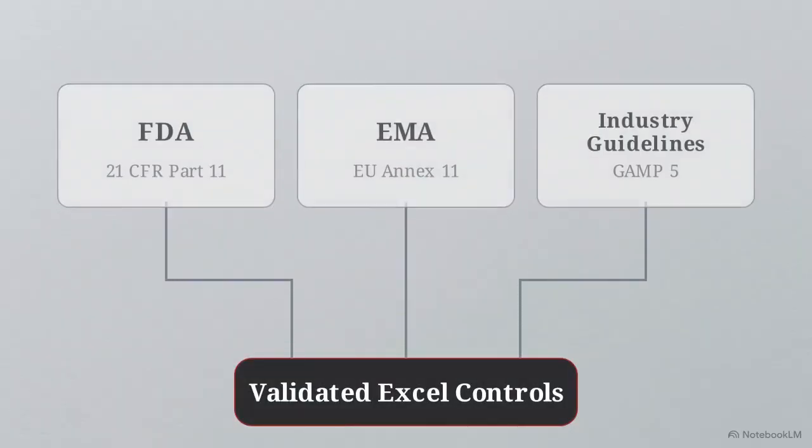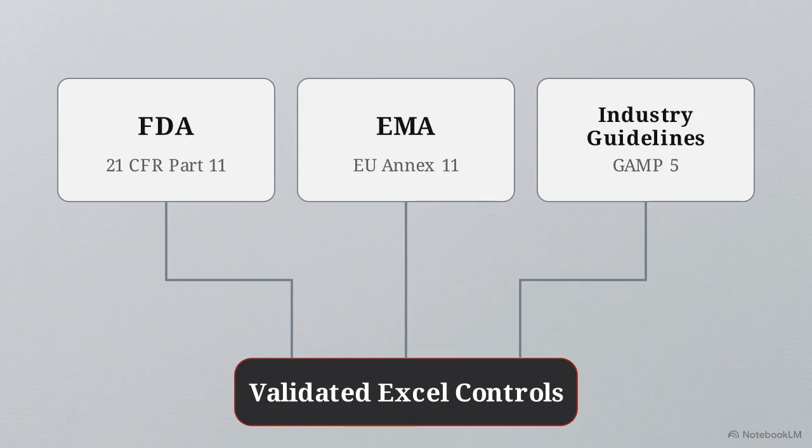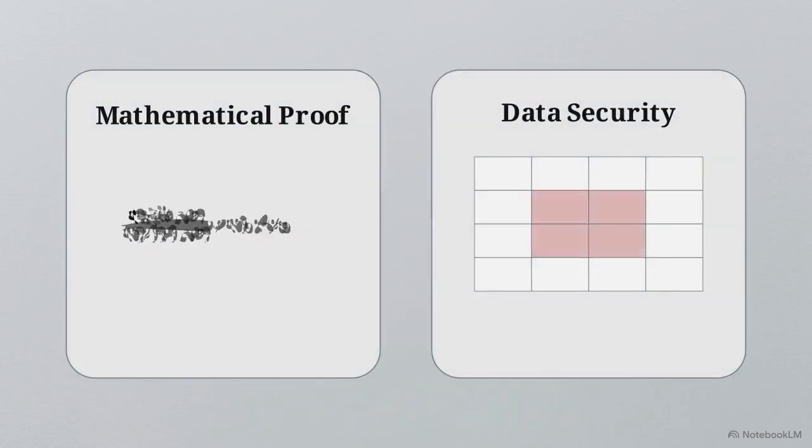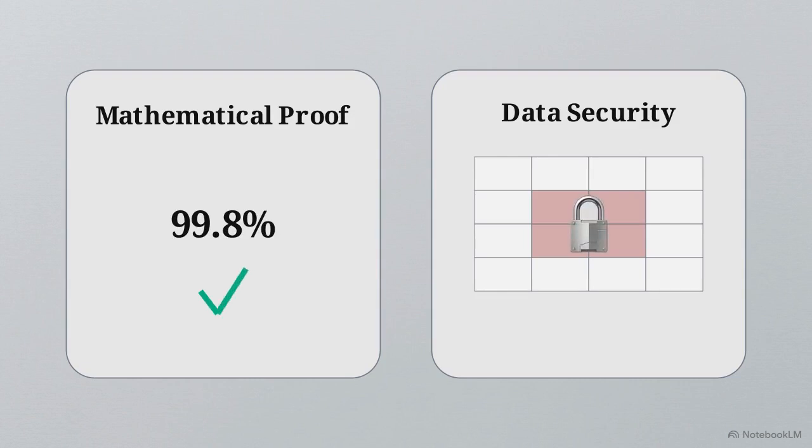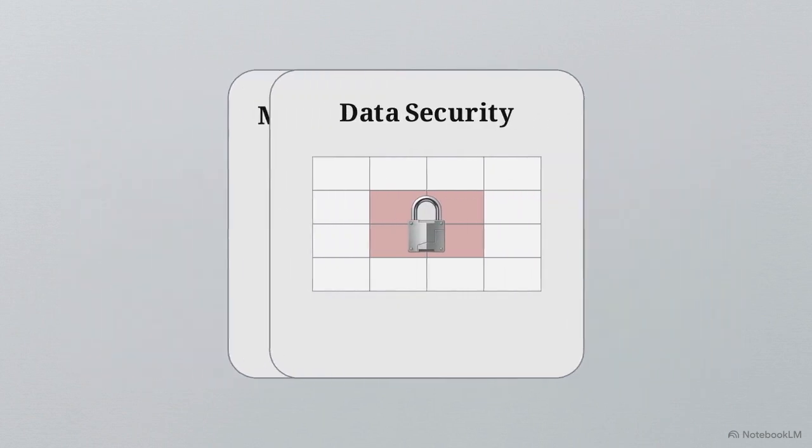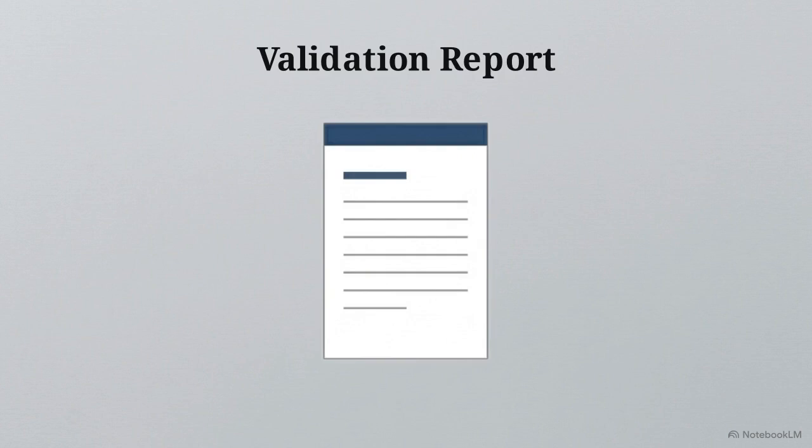These technical controls satisfy major global regulatory mandates. Implementing them aligns your workflow with 21 CFR Part 11, EU Annex 11, and GAMP 5 requirements for electronic records. Proper validation mathematically proves calculations and secures raw data. These controls provide the documented evidence required to verify data integrity during regulatory inspections.